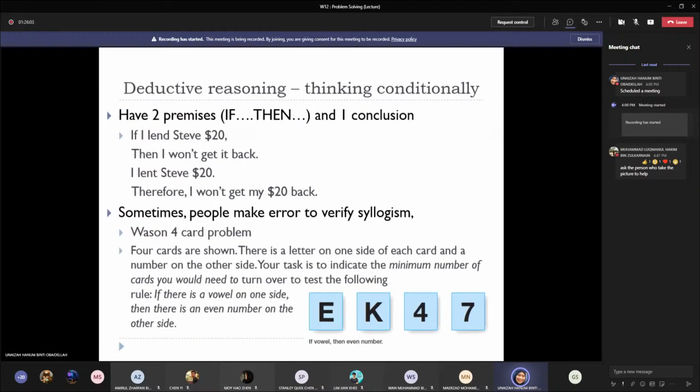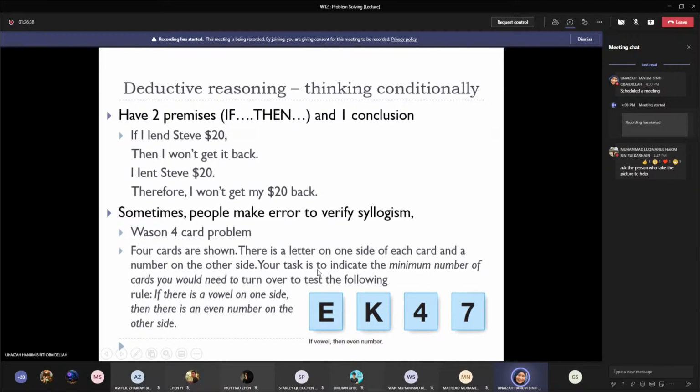Okay, it's this problem where, let's say, you have 4 cards. So let's read this. There's a letter on one side of each card and a number on the other side. So this is one side, and if you turn over to the other side, you should have either a number or a letter. So one side letter, the other side number. So we see a combination. If there's a number over here, you should see a letter behind. If there's a letter, there's a number.